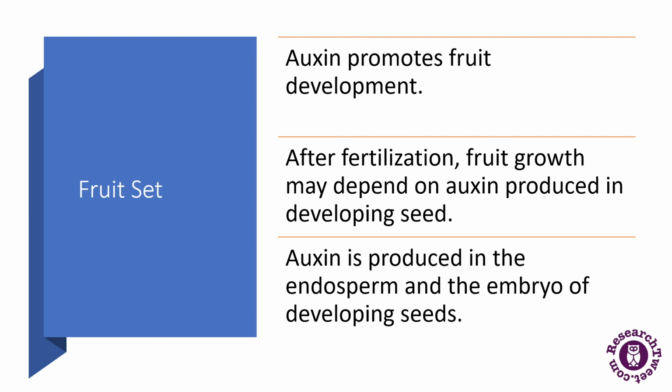Then the next is fruit set. Auxin promotes fruit development. Fruit set is defined as the transition of an ovary to a rapidly growing young fruit. After fertilization, fruit growth may depend on auxin produced in developing seeds. Auxin is produced in the endosperm and the embryo of the developing seeds. In some plant species, seedless fruits may be induced by treating unpollinated flowers with auxin. So auxin plays a major role in the production of seedless fruits.